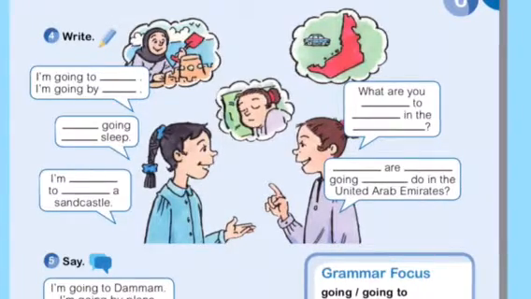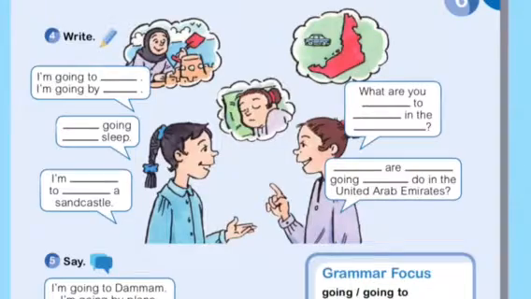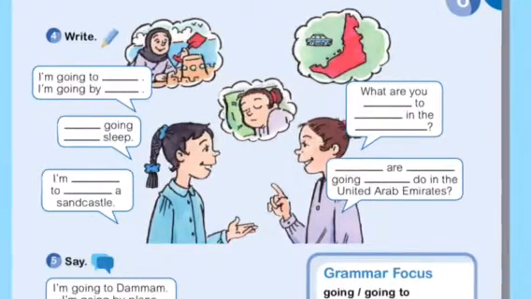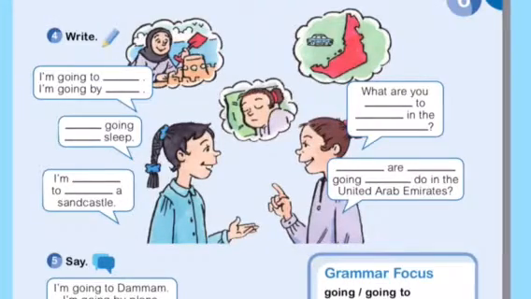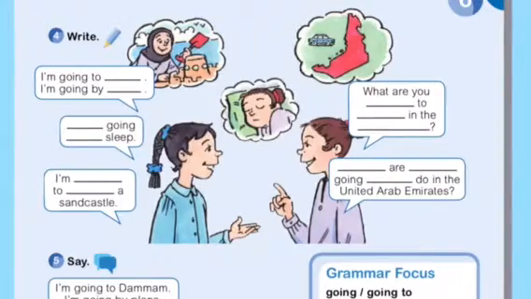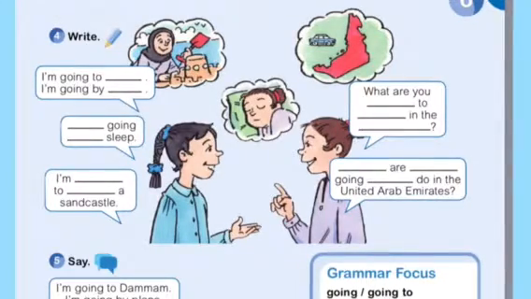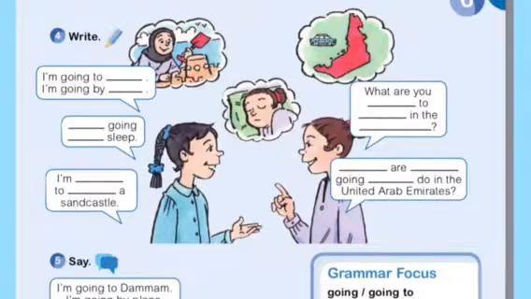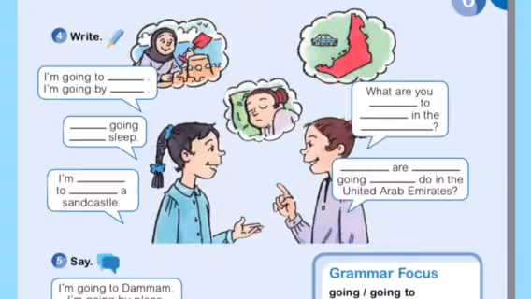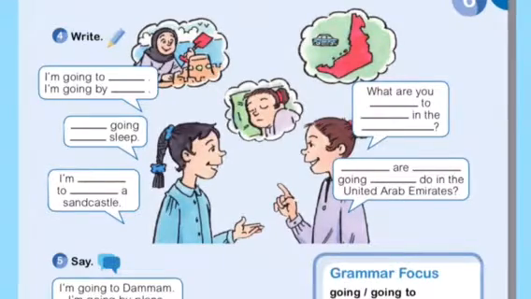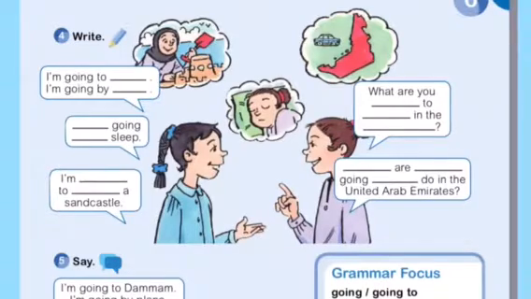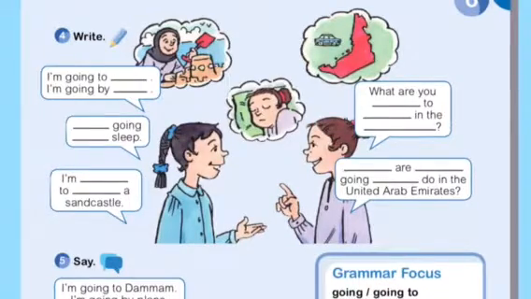I'm going to the United Arab Emirates. I'm going by, from the picture, we're going to know this is by car. What are you going to do in the car? I'm going to sleep. Then, what are you going to do in the United Arab Emirates? I'm going to make a sandcastle.